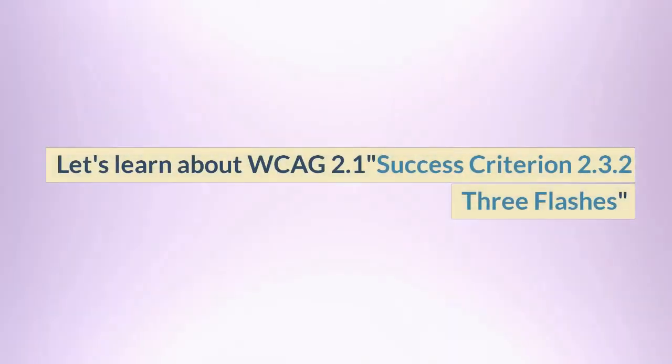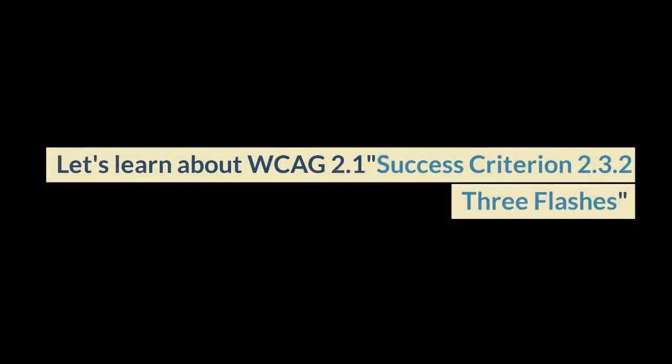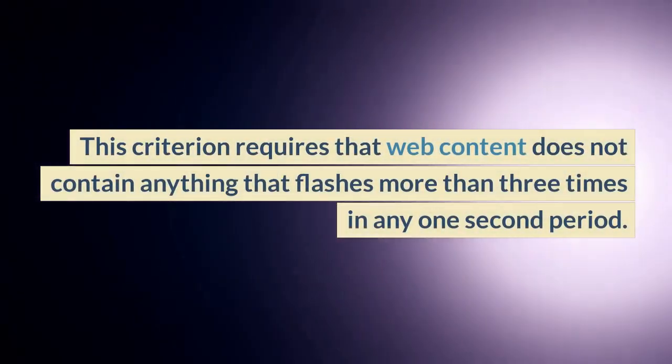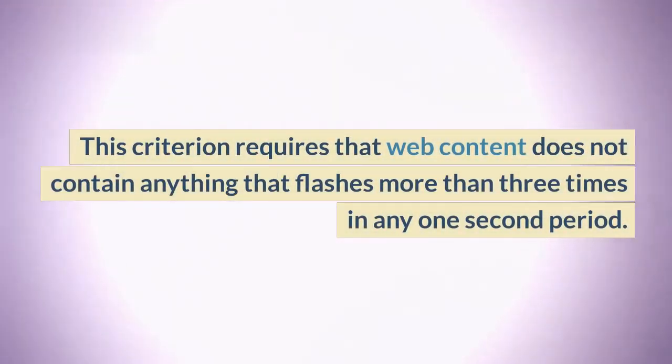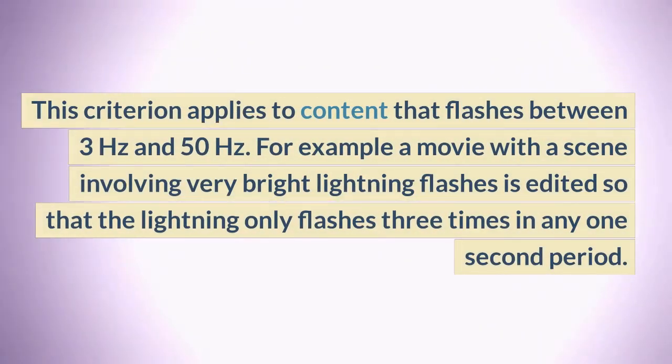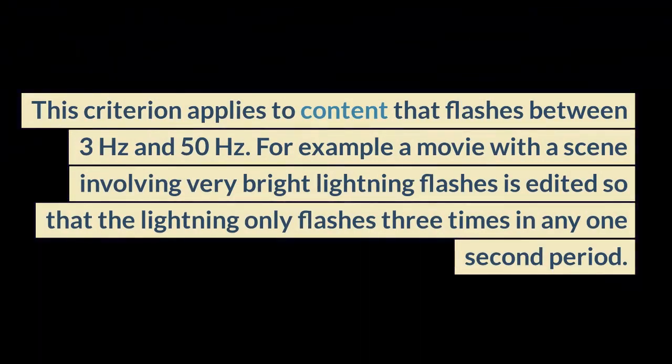Let's learn about WCAG 2.1 Success Criterion 2.3.2, Three Flashes. This criterion requires that web content does not contain anything that flashes more than 3 times in any 1 second period. This criterion applies to content that flashes between 3 Hz and 50 Hz.